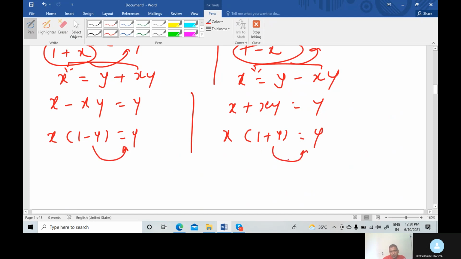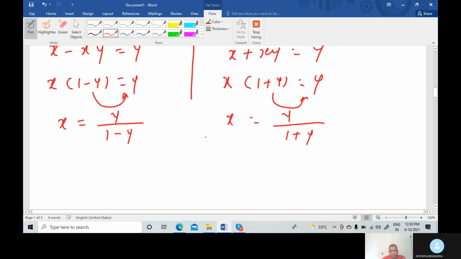Now 1 minus y and 1 plus y go to the denominator. So x equal to y upon 1 minus y, and x equal to y upon 1 plus y. Right? Now write the answer as a common answer, so x equal to y upon 1 plus modulus y.